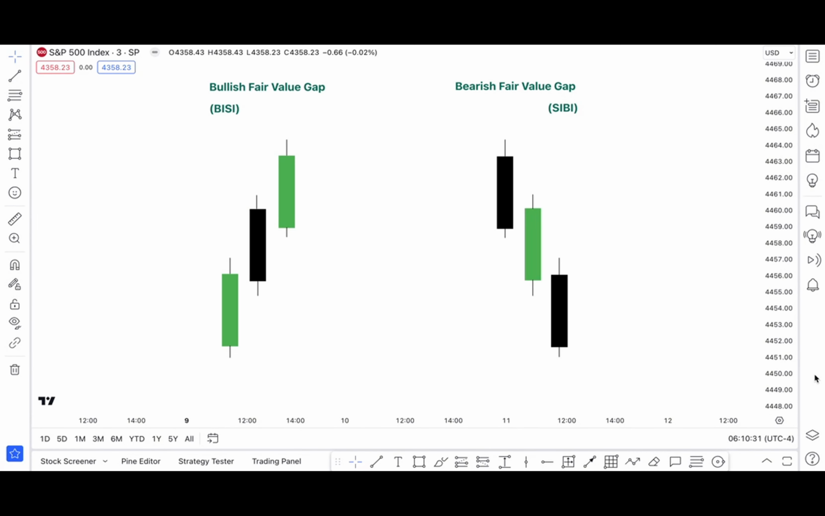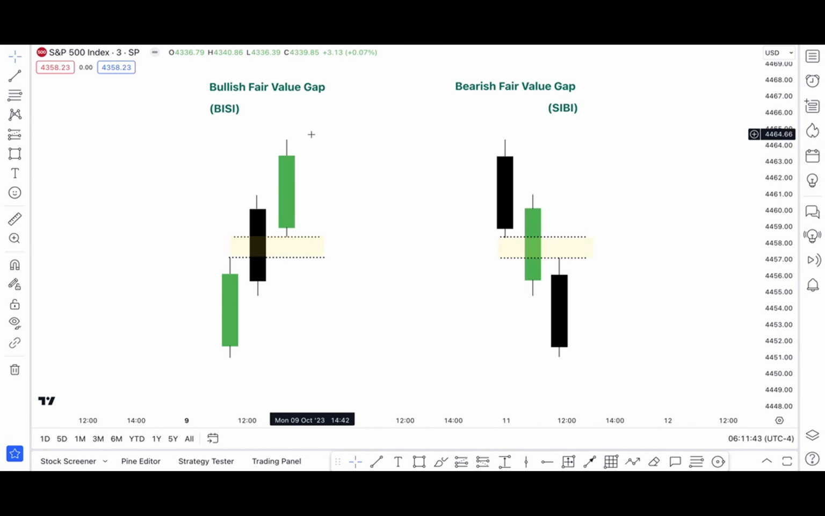First thing you should know is what is a fair value gap. A fair value gap is a 3-candlestick pattern where the high of the first candle does not overlap with the low of the third candle, or when the low of the first candle does not overlap with the high of the third candle. In between that is your fair value gap. Same when there's a bearish move: the low of the first candle and the high of the third candle, there's also a fair value gap.